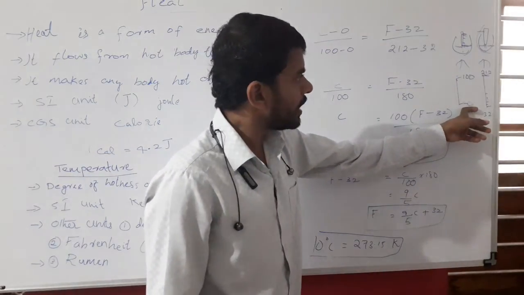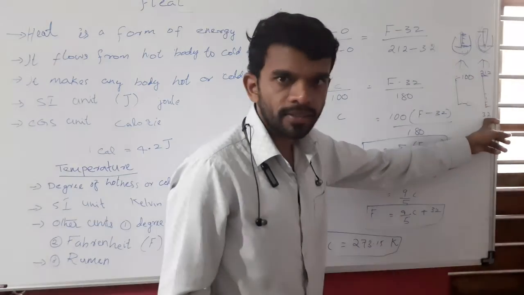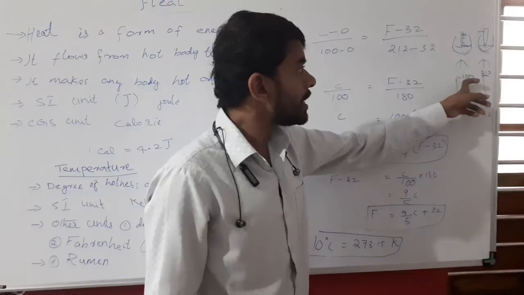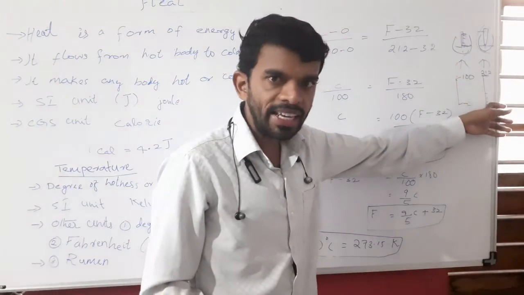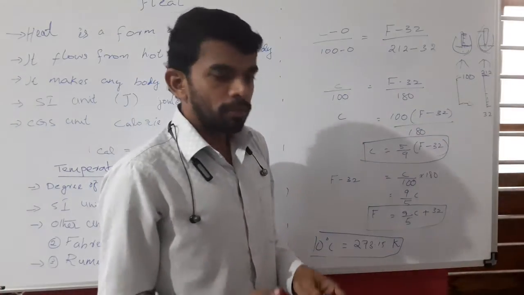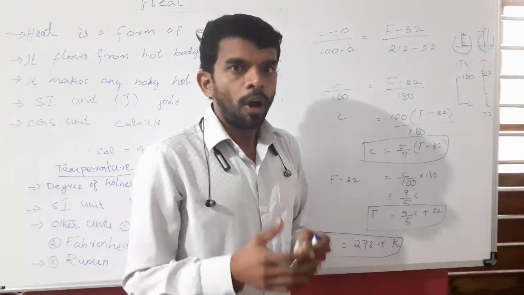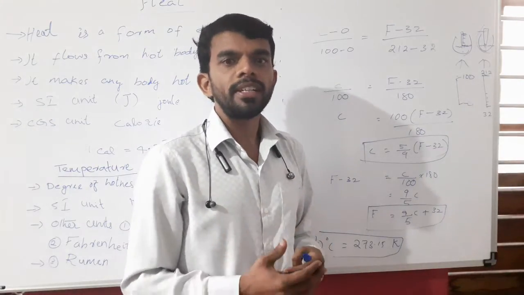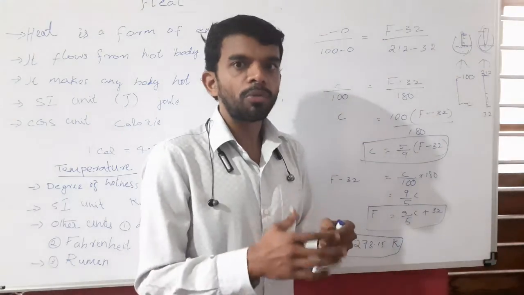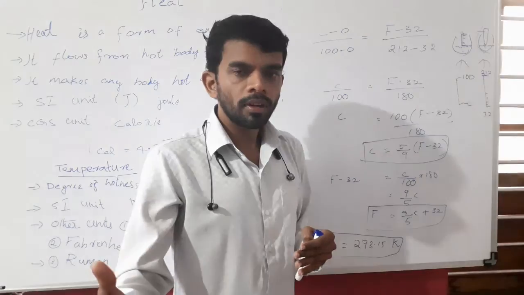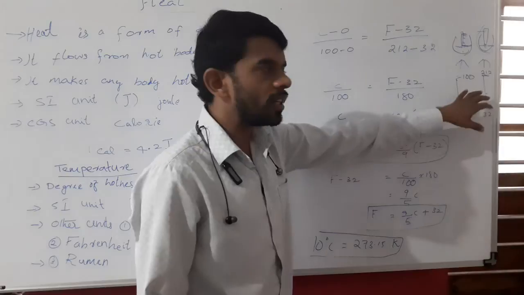So 0 degree Celsius is equal to 32 degree Fahrenheit. And 100 degree Celsius will be equal to 212 degree Fahrenheit. For example, how do we find 50 degrees Celsius? How much would be 37 degrees Celsius, that is our body temperature? So how to represent the body temperature in Fahrenheit, that is how we are going to look now.